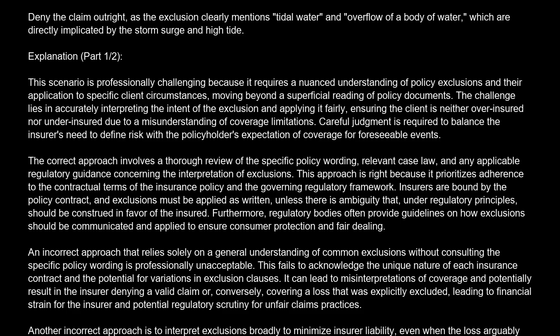An incorrect approach that relies solely on a general understanding of common exclusions without consulting the specific policy wording is professionally unacceptable. This fails to acknowledge the unique nature of each insurance contract and the potential for variations in exclusion clauses. It can lead to misinterpretations of coverage and potentially result in the insurer denying a valid claim or, conversely, covering a loss that was explicitly excluded, leading to financial strain for the insurer and potential regulatory scrutiny for unfair claims practices.